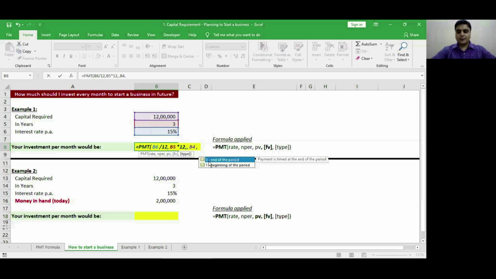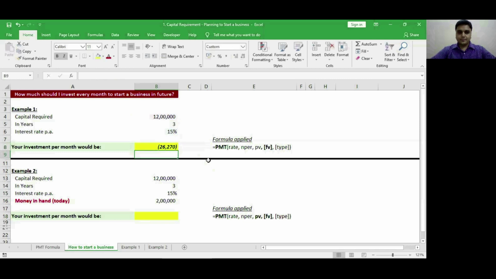Now it is asking me whether my investment will be done at the beginning of the period or at the end of the period. Now, as discussed earlier, all the investments are done in the beginning of the period. So I will type 1. I will close the bracket, and this is my final outcome.